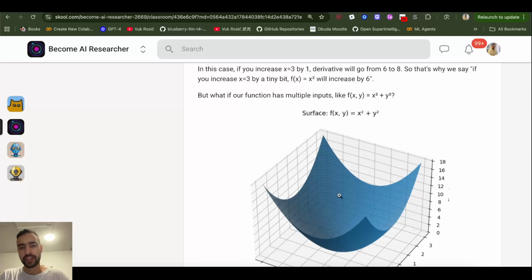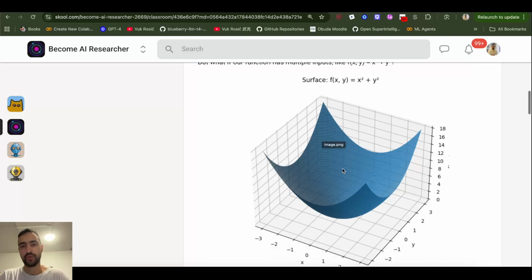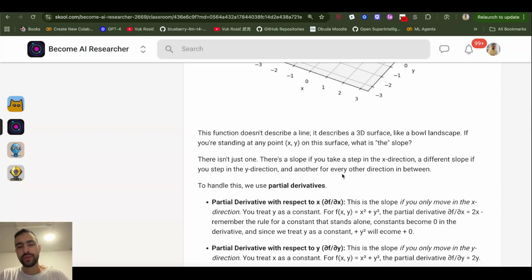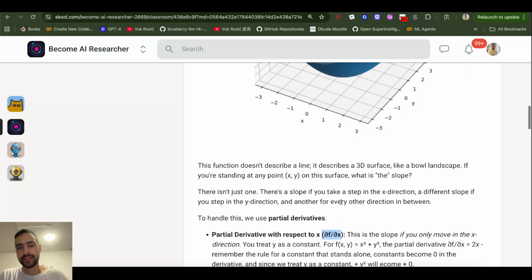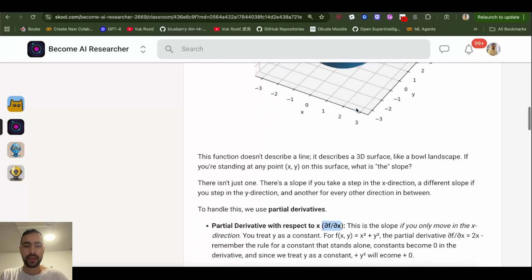So let's look at this function. This is the surface for x squared plus y squared. This function defines this surface. You have two coordinates, two unknowns, two variables, I should say. I already talked about partial derivatives. You can take a partial derivative of this function with respect to x, which means you imagine that y is constant. You treat y as constant, and you take the derivative with respect to x. Just watch the derivatives video if this is new to you.